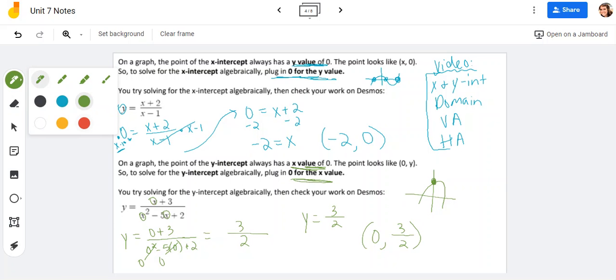So again, you can always find these intercepts by checking your work on Desmos and graphing the function. But when you're dealing with decimals, sometimes it's easier to solve it algebraically, so you find that exact value.